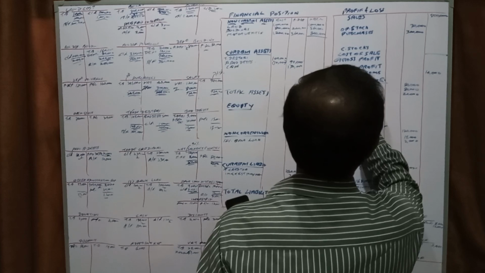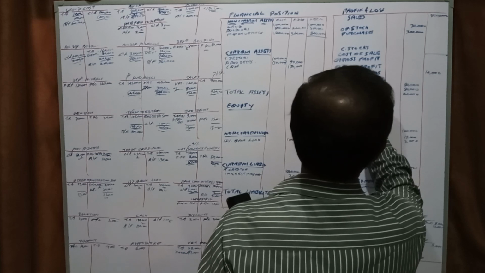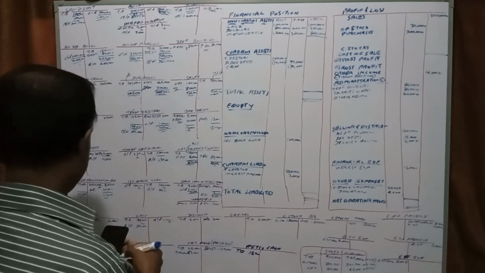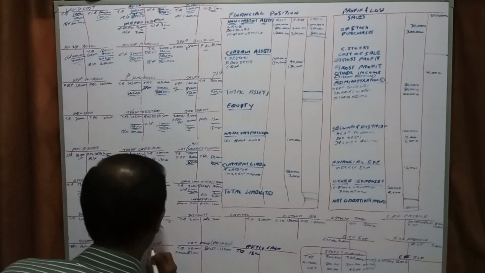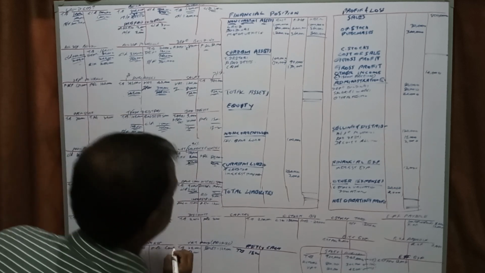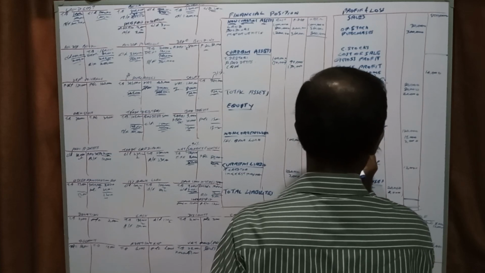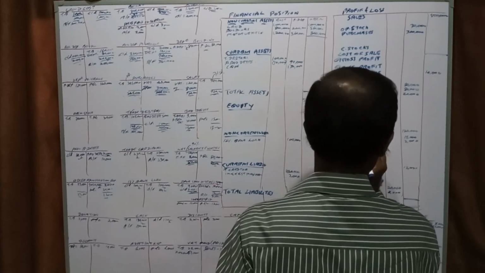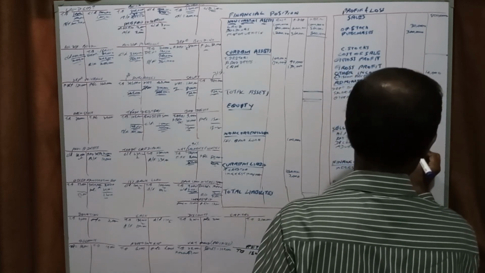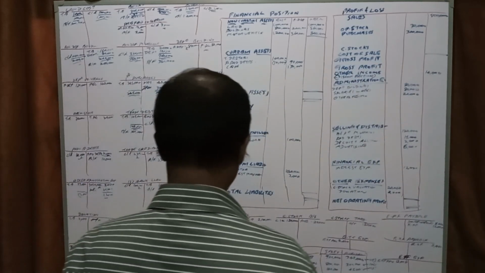Discount received, that is 14,000, right? That also we have. The advertising P&L expenses 6,000, right? Advertising comes to selling and distribution. Advertising expenses 6,000. Right? Advertising expense 6,000.